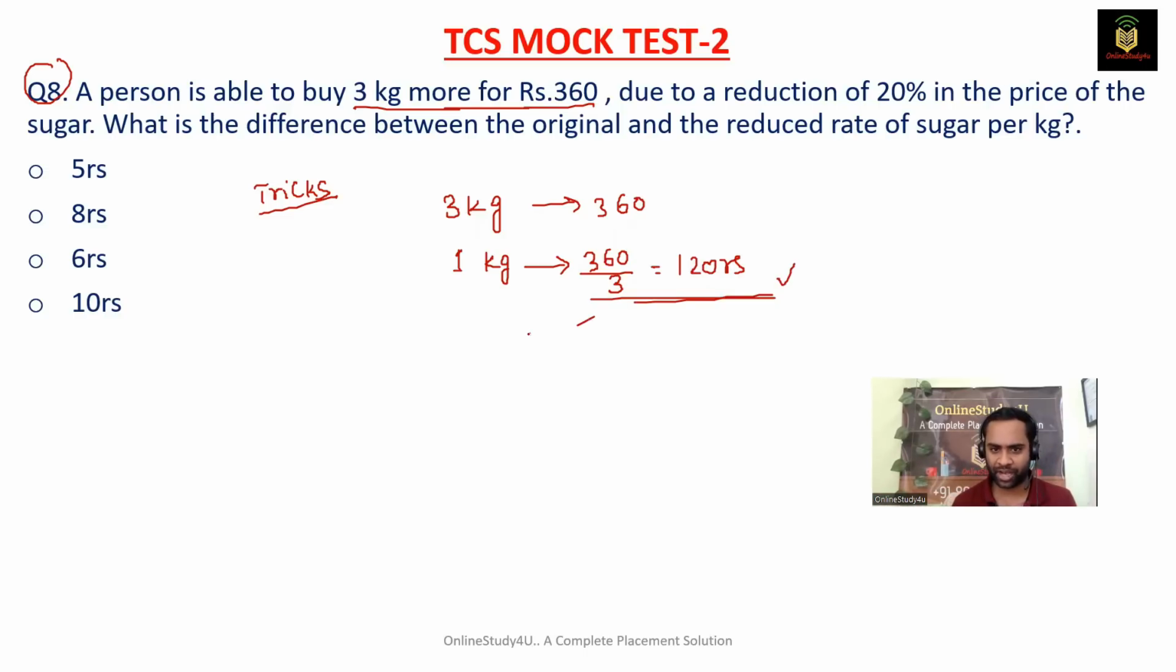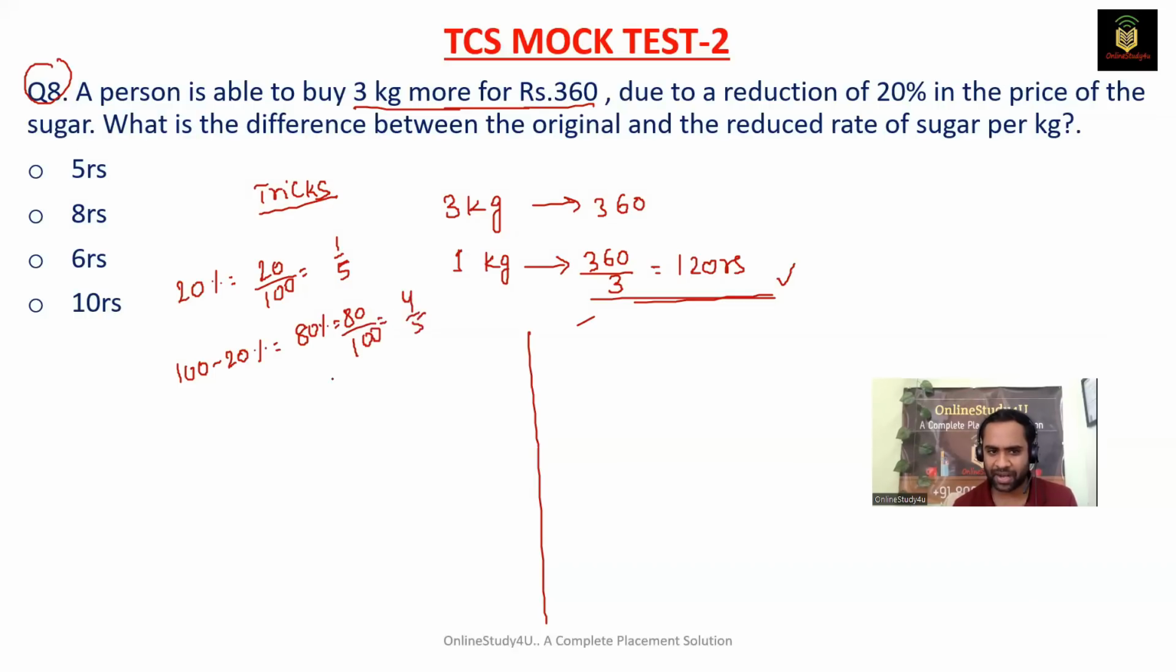This is very simple. Till now I have not done anything. Now, due to a reduction of 20%. So what is 20%? Have you ever thought? 20% is nothing but 20 by 100, and it is nothing but 1 by 5. And the remaining, if I ask you, 100 minus 20%, is 80%. So 80% is nothing but 4 by 5, in simple terms. You can also say 100% is nothing but 1. So 1 minus 1 by 5 will be nothing but 4 by 5, which is 80%. So now you know 20%, you know 80%.